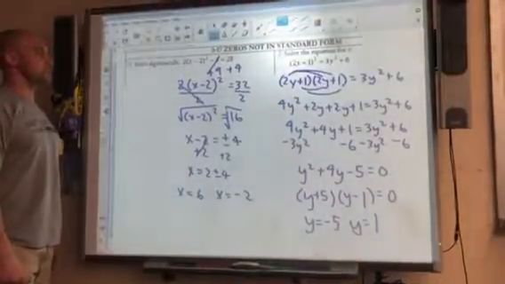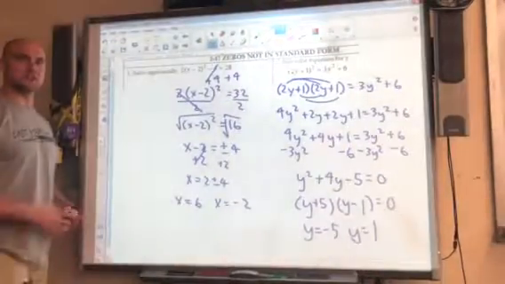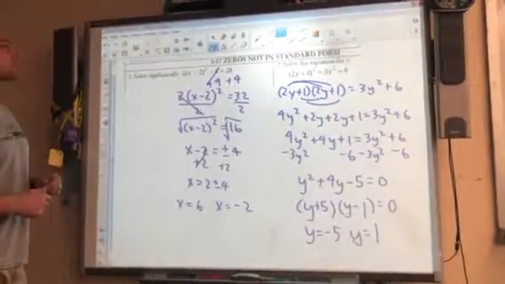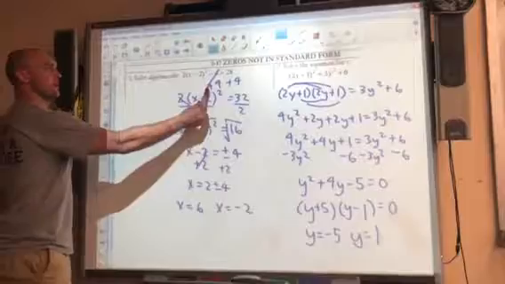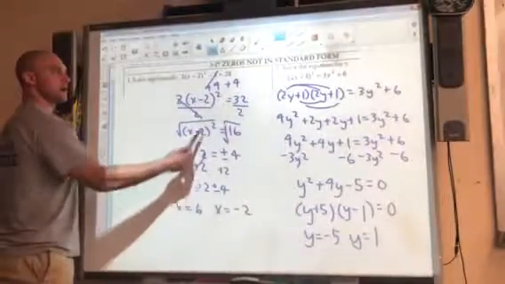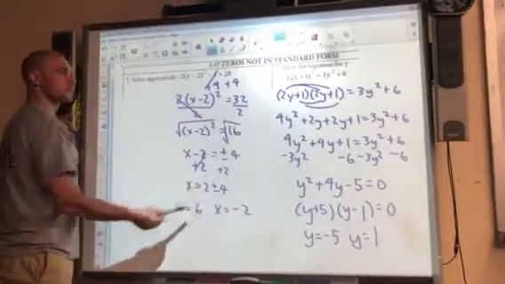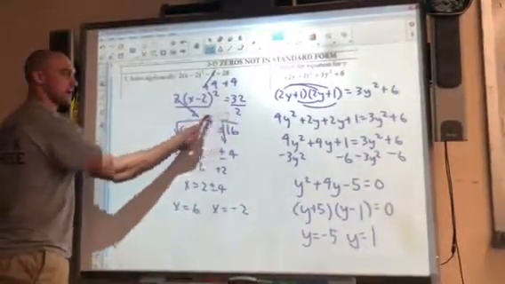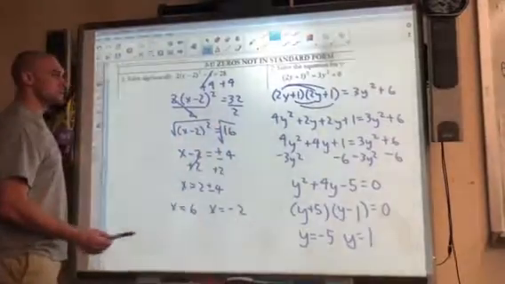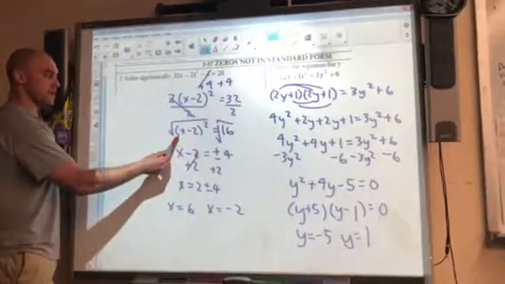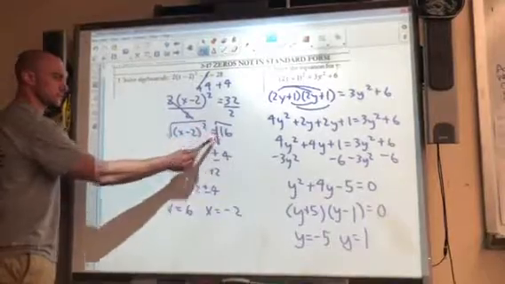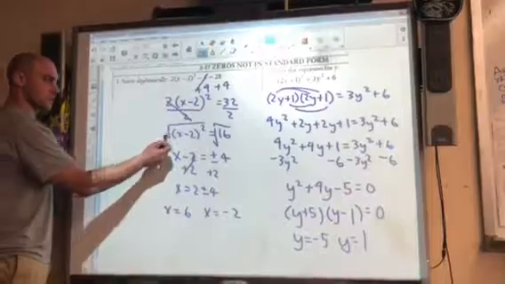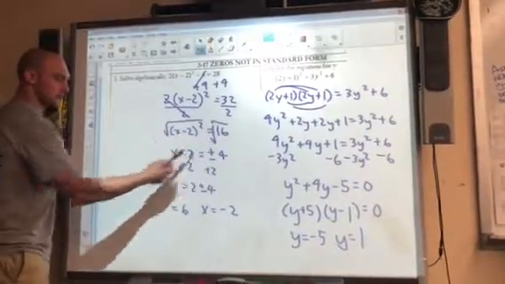Okay, in 217, we need to solve each of these quadratic equations. So in number 1, what I'm going to start to do is try and isolate for x here. So first I'm going to add 4 to both sides. So now this is 32. Then I want to get rid of this 2 out front, right? So you see here I divide both sides by 2. So then I end up with x minus 2 squared equals 16. Now I need to get rid of the square. So then I take the square root of both sides.